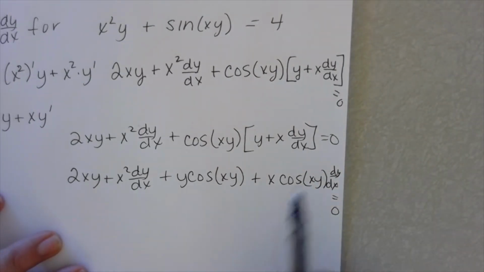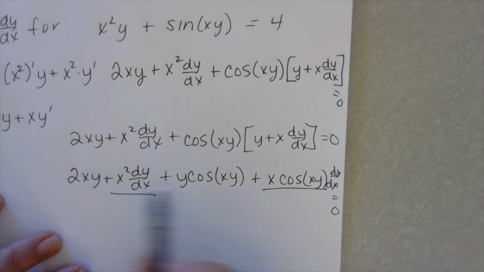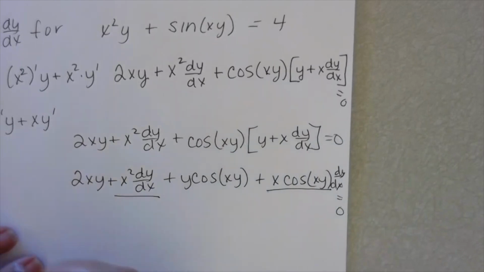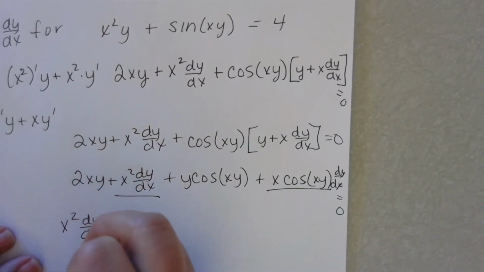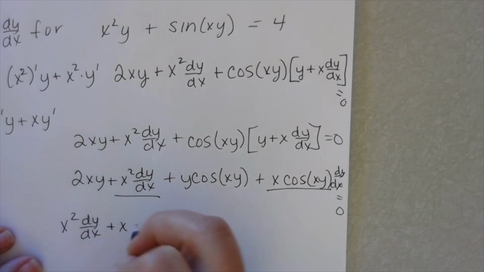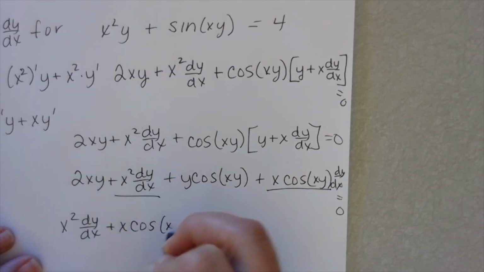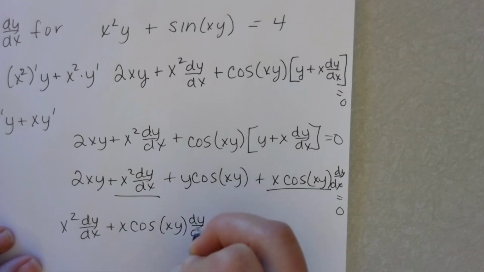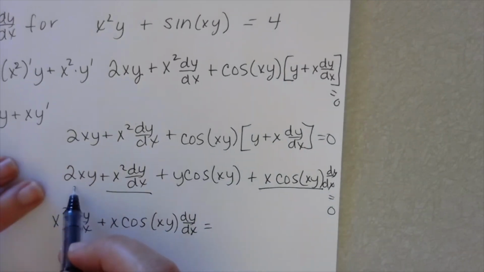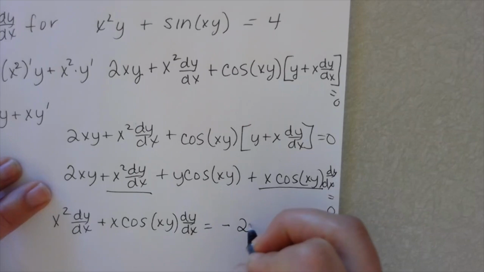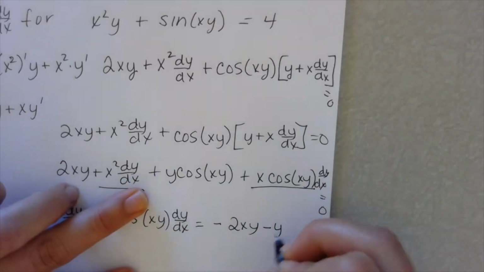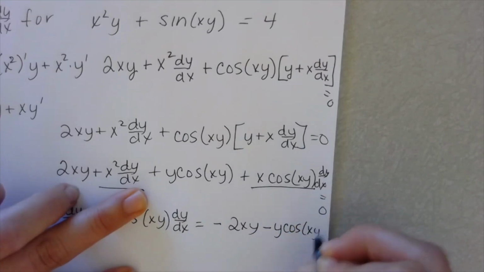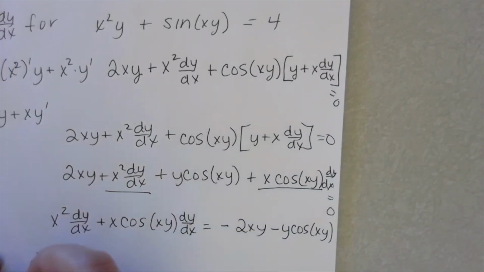Okay, so now here's a dy dx term. Here's a dy dx term. So I'm going to move these two terms to the other side. All right, so I'm going to have x squared dy dx because I left that over here, and then also plus x cosine of xy dy dx. And now equals, this is going to move over, so this will be minus 2xy. And also this is going to move over, so this will be minus y cosine of xy. And now I factor out dy dx here.